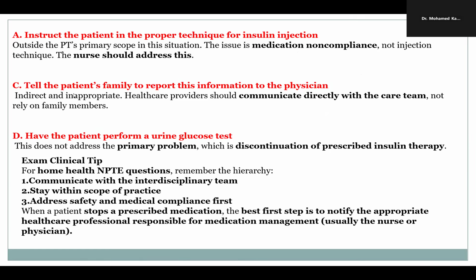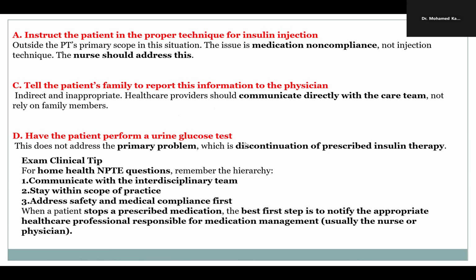Tell the patient's family to report the information. It is indirect and inappropriate, and this means that you didn't do your work. So you should communicate as a healthcare worker or provider, communicating this information directly to the care team, not relying on family members to do that. Have the patient perform a urine glucose test. This does not address the primary problem. The primary problem is medication non-compliance, or discontinuation of the prescribed insulin therapy.